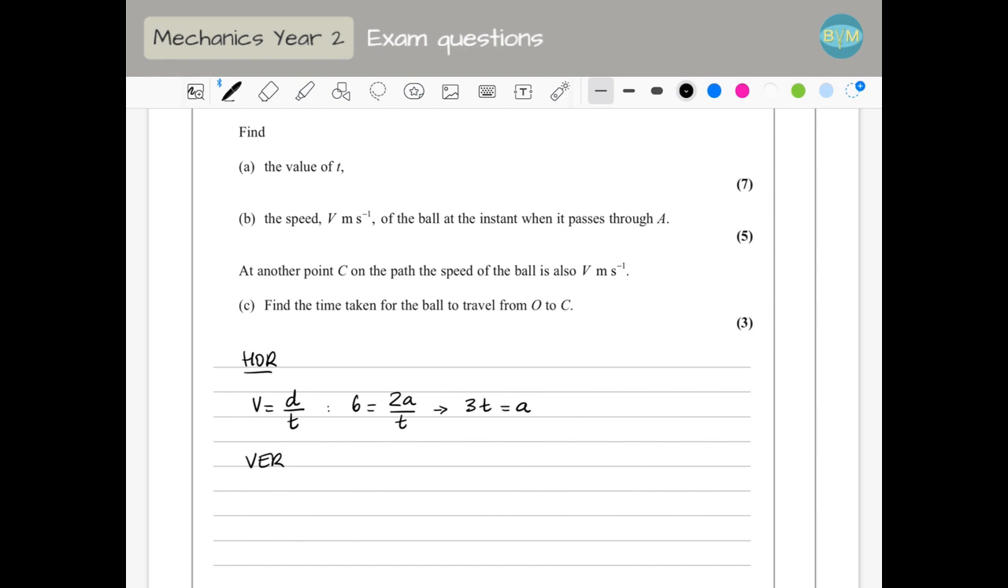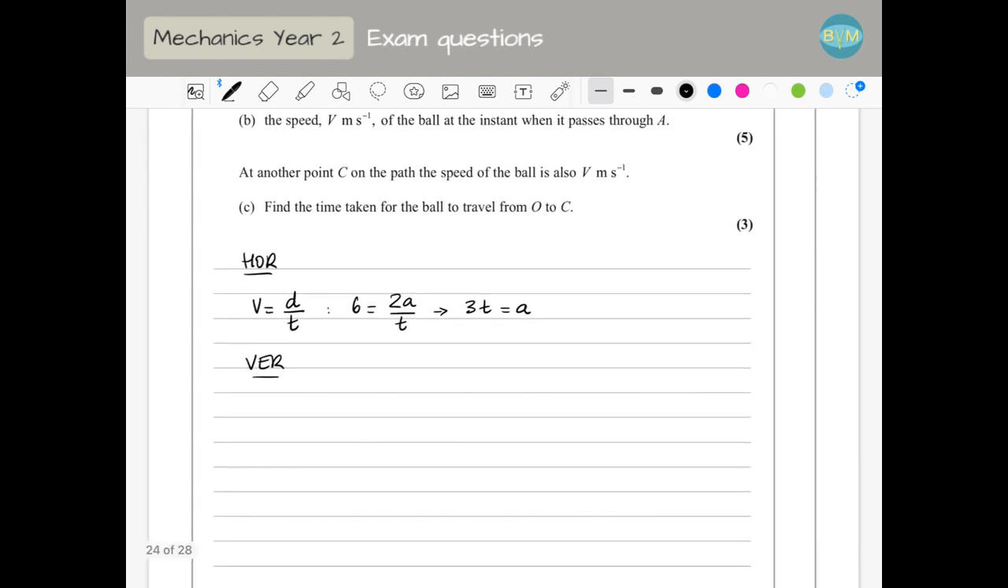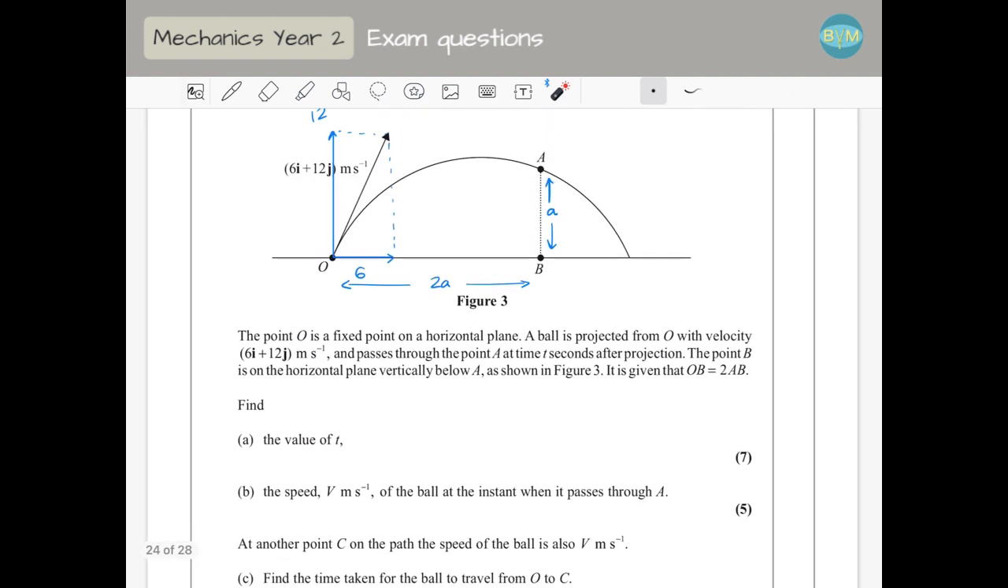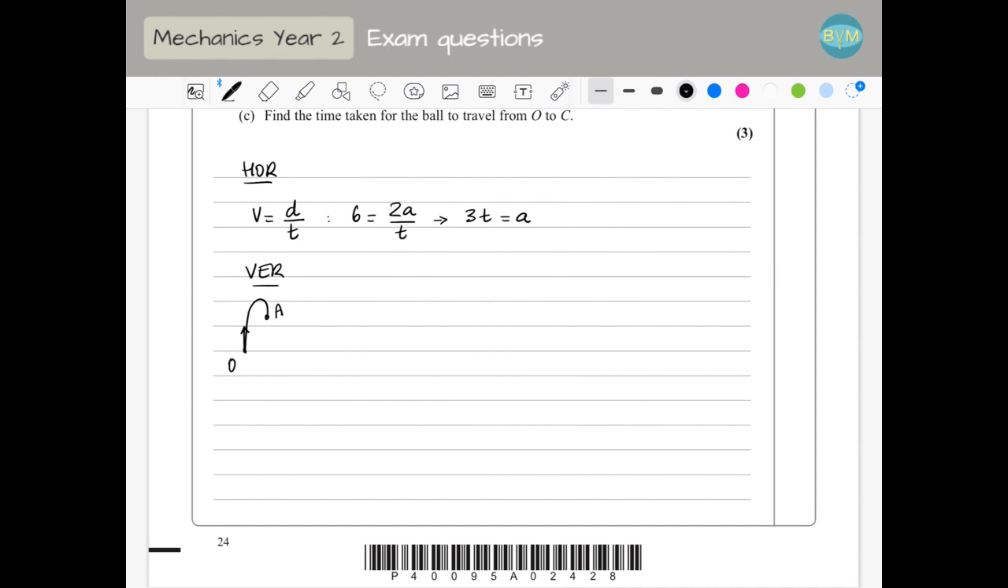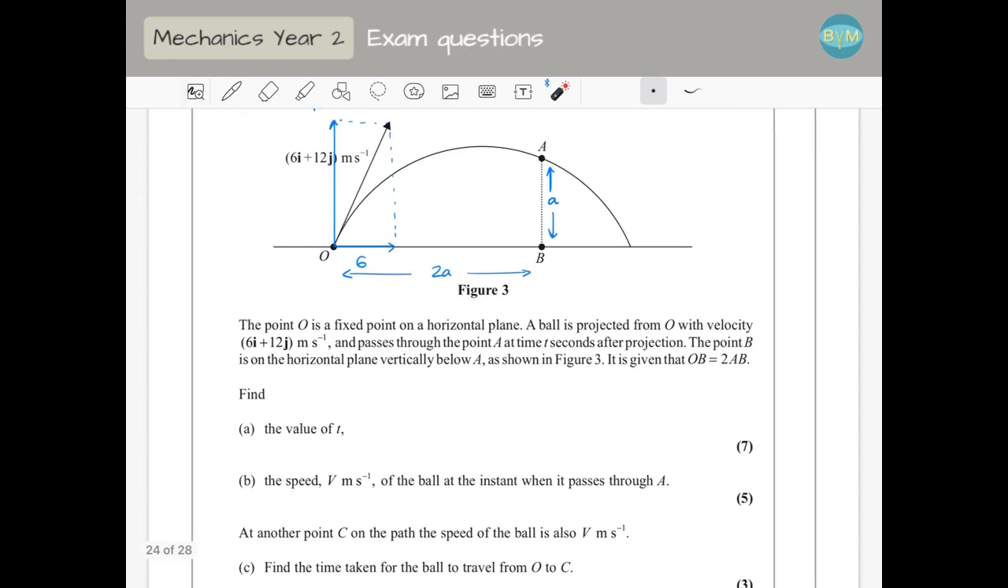For the vertical motion, we have the particle moving freely under gravity. So we have something starting from O, and at one moment it is at A. The vertical velocity is 12, this component here. If I write SUVAT and choose a positive direction, so let's say positive is up, the displacement from O to A is going to be L, the vertical displacement.